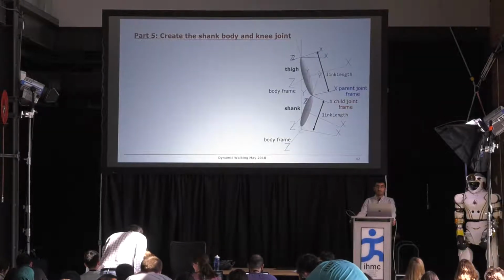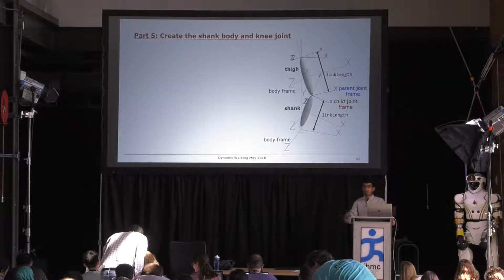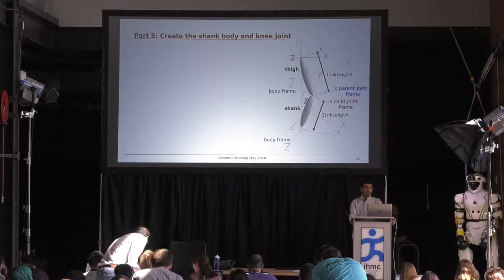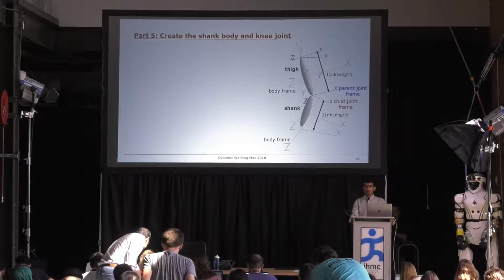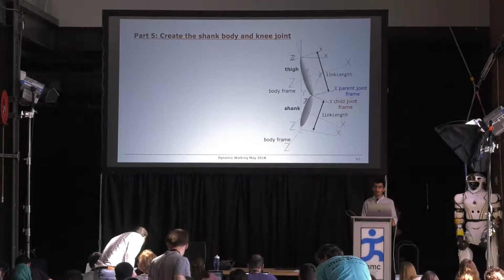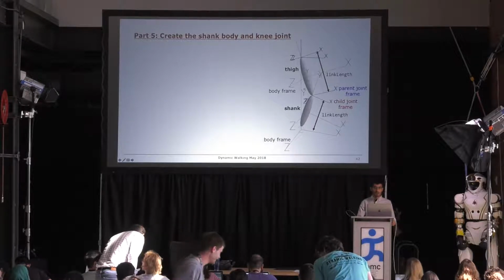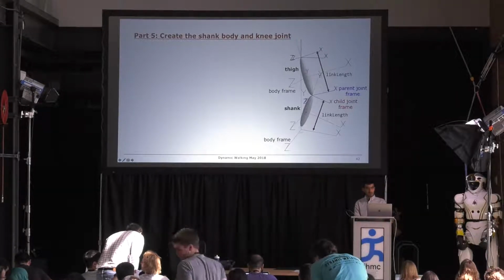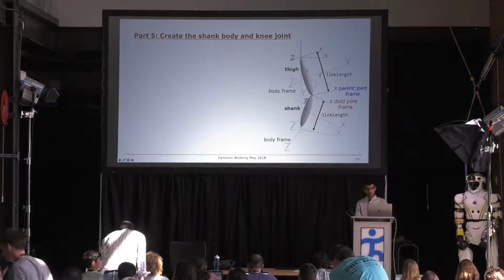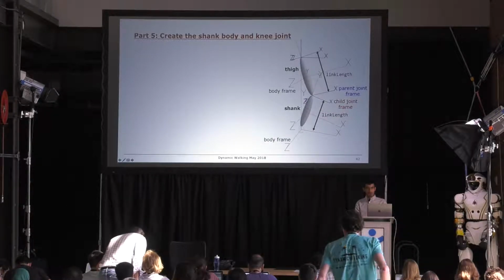So the next part is to add the next segment and joint to our model. We're going to be adding a shank body and a knee joint, which are described in this diagram. And now you'll be doing this part on your own. I won't be showing you the code on the screen until I give you some time to write this on your own.